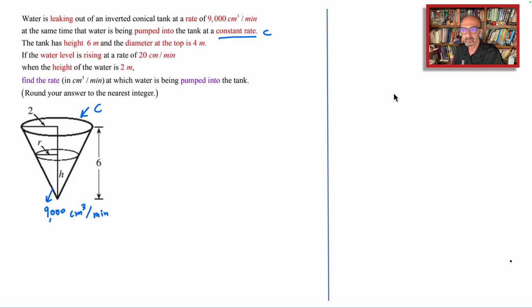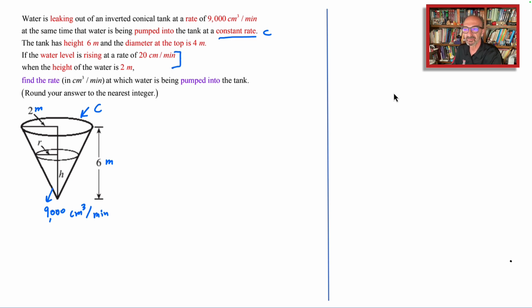The third line reads the following. The tank has a height of 6 meters. This is the 6 meters. And a diameter at the top of 4 meters. That means the radius is 2 meters. That's the radius. Now this right here, they go together.